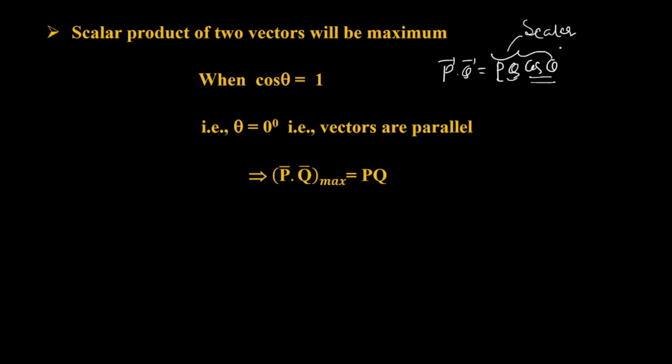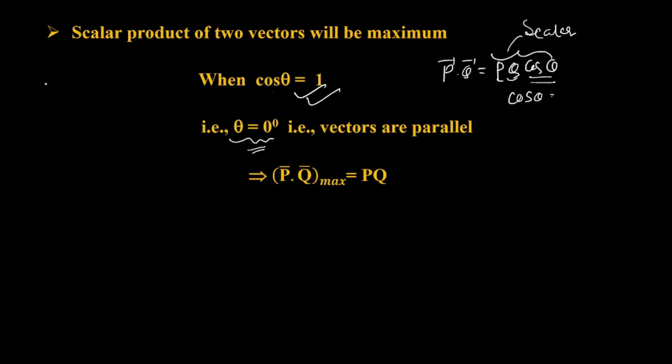And whether this value is maximum or minimum depends on theta, because the maximum value of cos theta is 1. So when cos theta is 1, the value of the dot product will always be maximum for any two vectors. Now when cos theta is equal to 1, what is the value of theta? We know that theta is equal to 0 degrees.